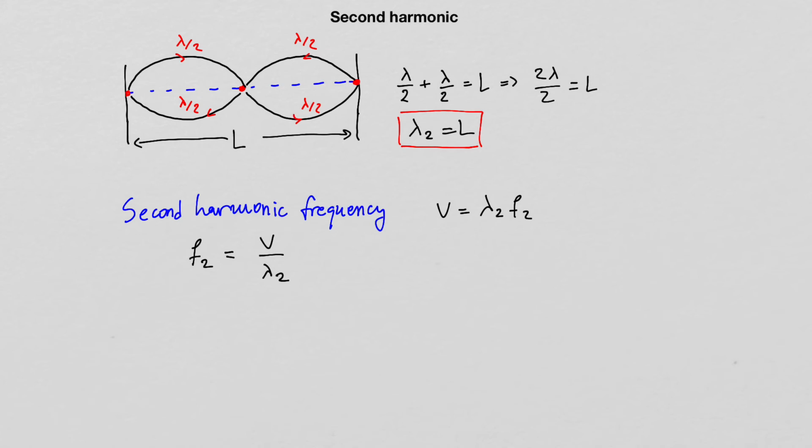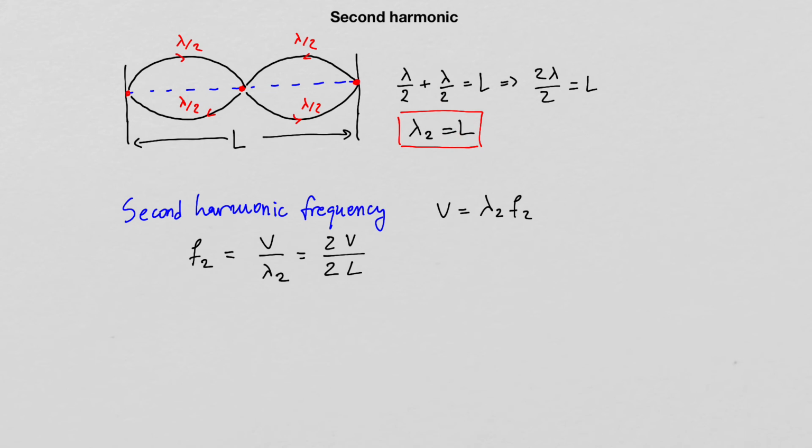For the purpose of being able to generalize the formula for any harmonic frequency, I'm going to write the relationship as 2 times v divided by 2 times L. So as you can see, if the 2's are cancelled, then we get that f2 is equal to v divided by L, which is consistent with what we get here if I substitute lambda 2 with L.